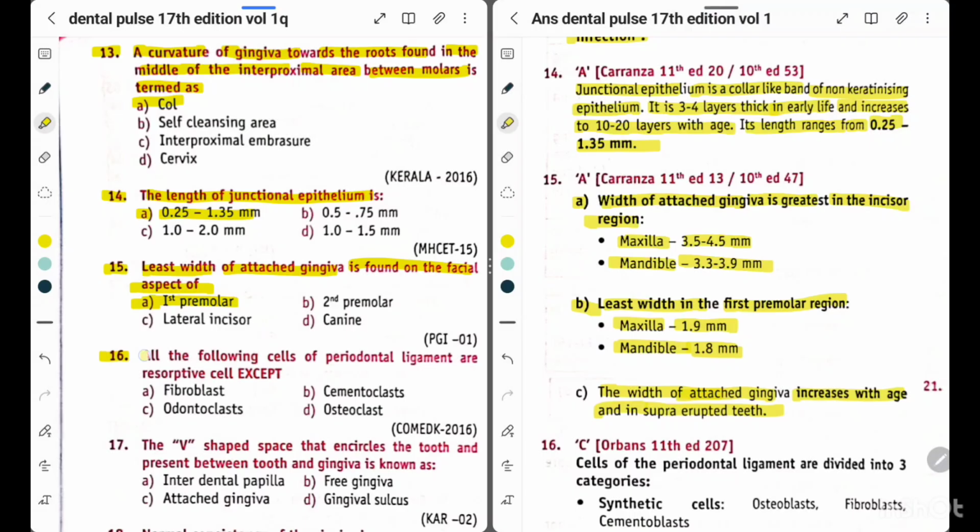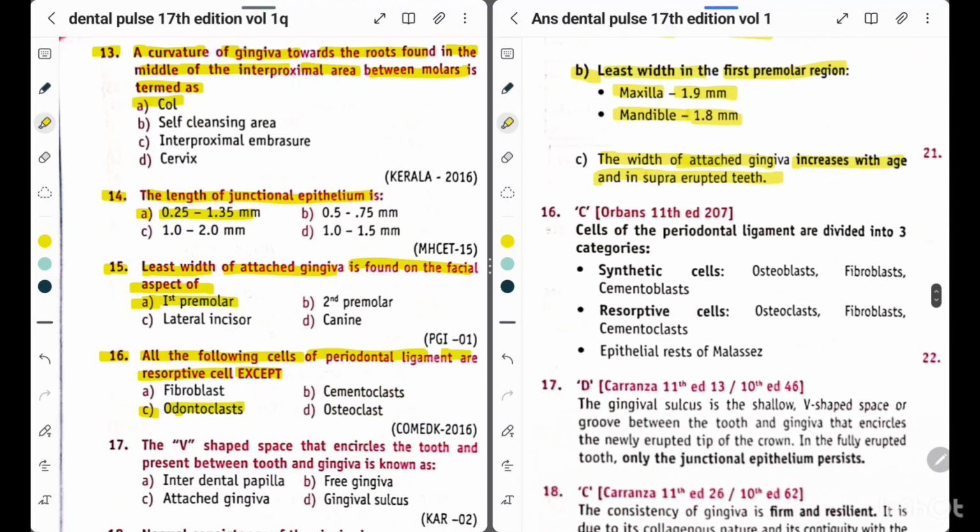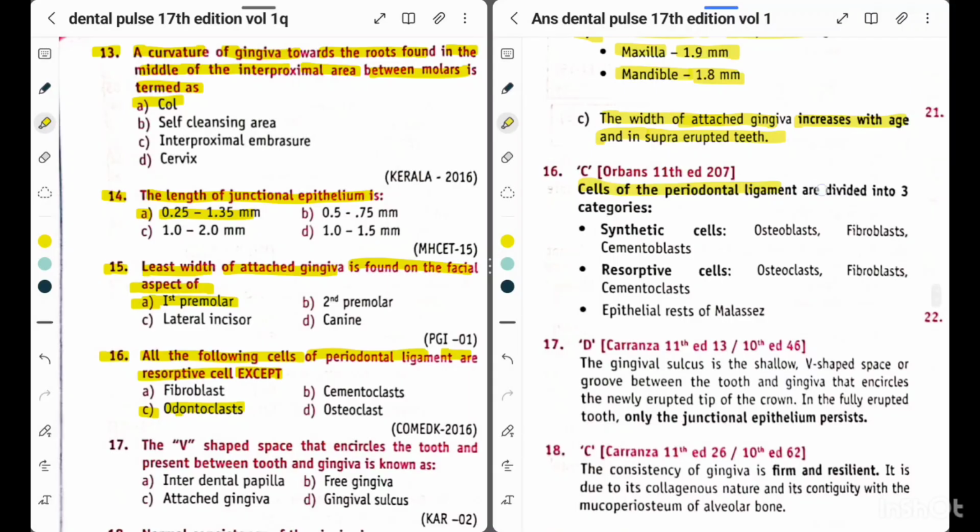Now question 16. All the following cells of the periodontal ligament are resorptive cells except: option A, fibroblast; option B, cementoclast; option C, odontoclast; or option D, osteoclast. So its answer is option C, odontoclast. Cells of the periodontal ligament are divided into three categories: synthetic cells, resorptive cells, and epithelial rests of Malassez. Synthetic cells are osteoblast, fibroblast, and cementoblast, and resorptive cells are osteoclast, fibroblast, and cementoclast.